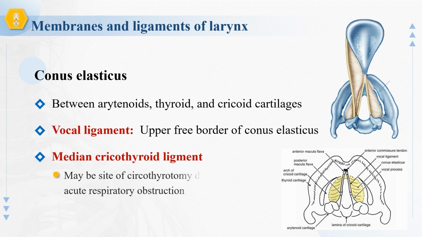The conus elasticus is between arytenoid, thyroid, and cricoid cartilages. It has 2 sections, the vocal ligaments and the median cricothyroid ligament. Especially the median cricothyroid ligament may be the site of cricothyrotomy during acute respiratory obstruction.